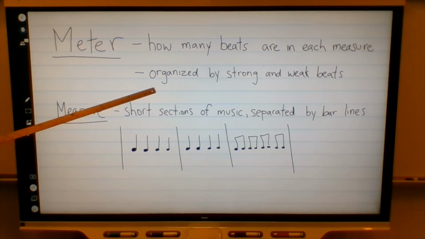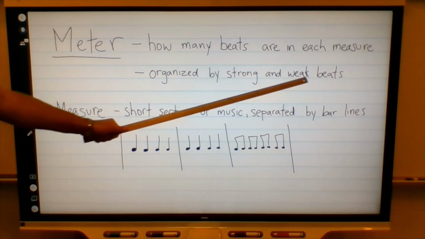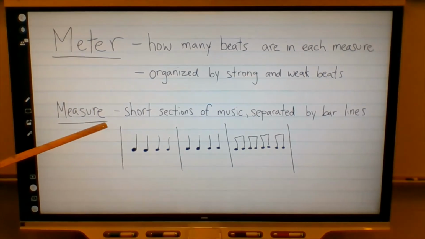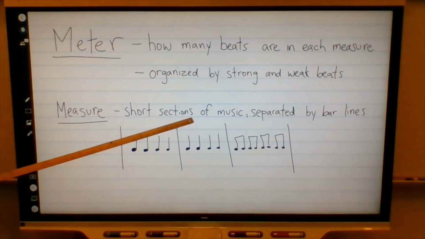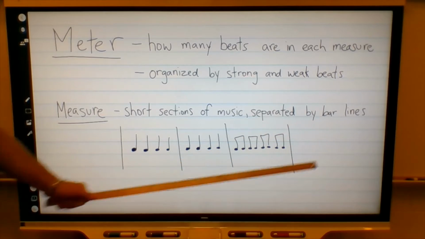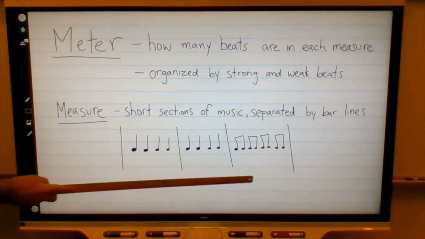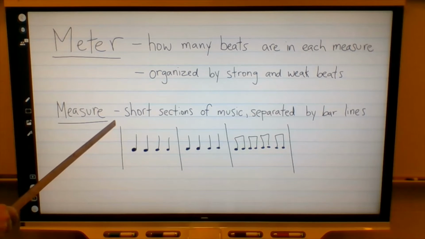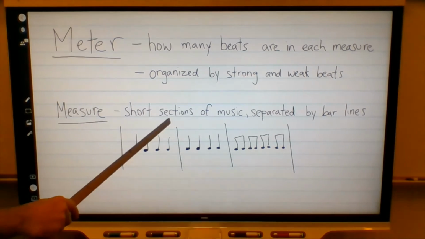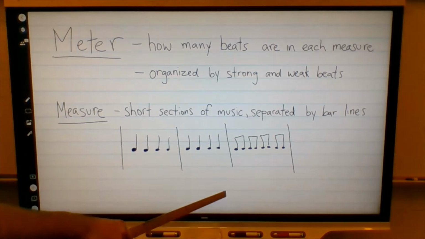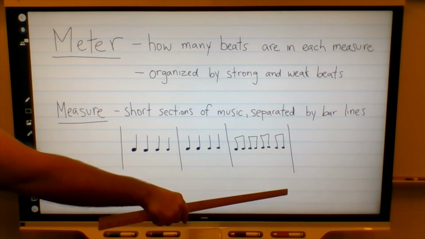The beats are organized by strong and weak beats. A measure is a short section of music separated by bar lines. So if you look down here, I have 3 measures that I wrote down. The bar lines are these vertical lines that separate the notes into short sections called measures.